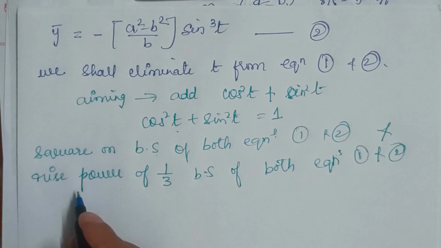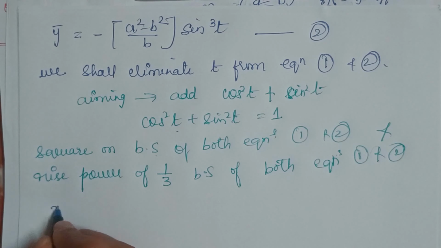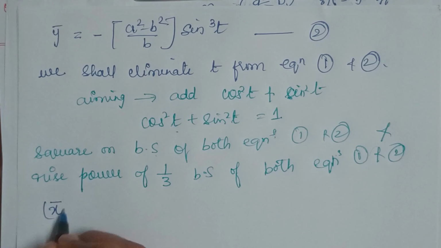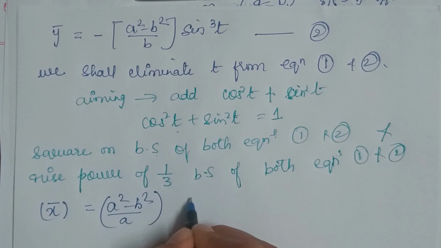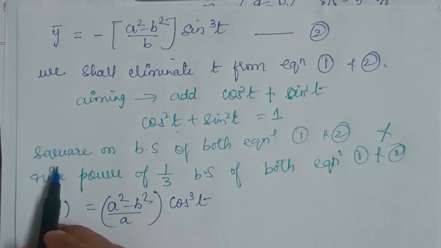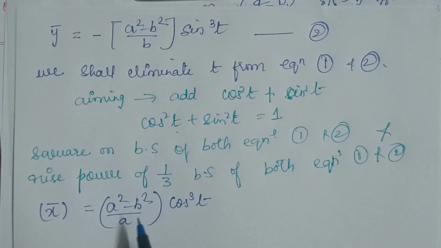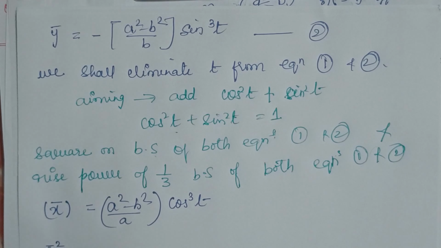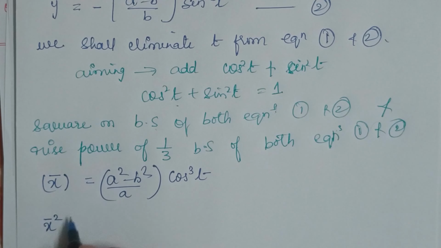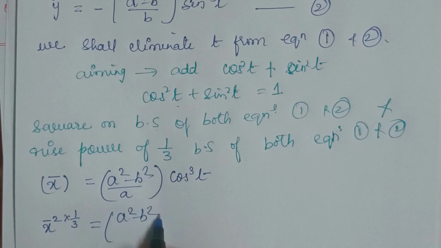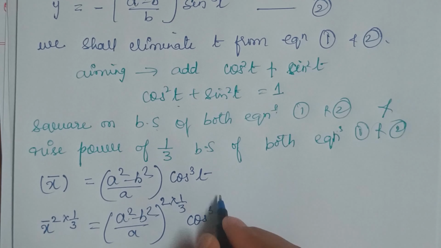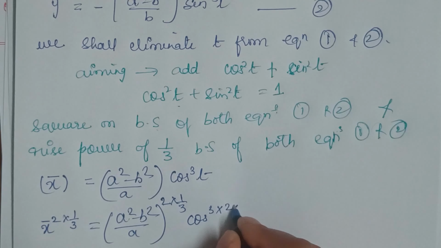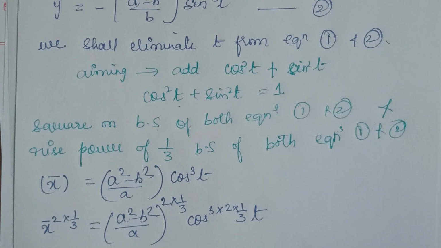My equation 1 is nothing but x bar equals a square minus b square divided by a into cos cube t. So what I mean by this is I'm squaring this and raising to the power 1 by 3 both sides. So what will happen? A square minus b square divided by a, squaring and raising to the power 1 by 3, into cos cube t, squaring and raising to the power 1 by 3.